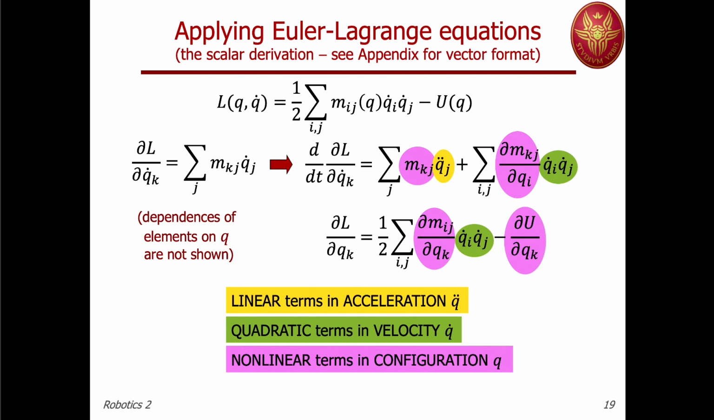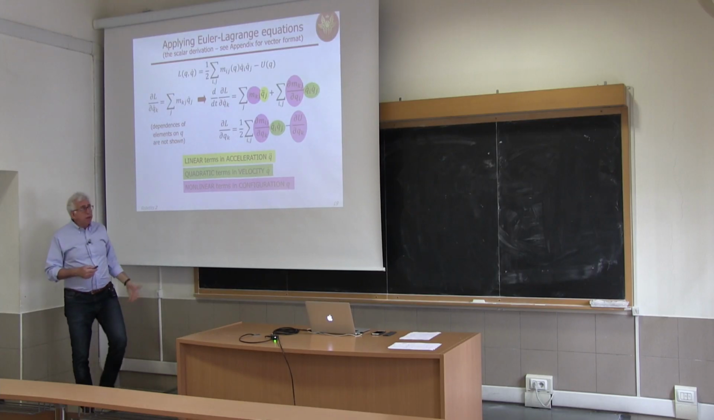Their derivative continues to be a function of Q, and also the potential energy is a function of Q. Its derivative with respect to Qk is still, in general, a function of Q. And these dependences are nonlinear, typically trigonometric dependences on the Q. So these are structural properties that are always present.